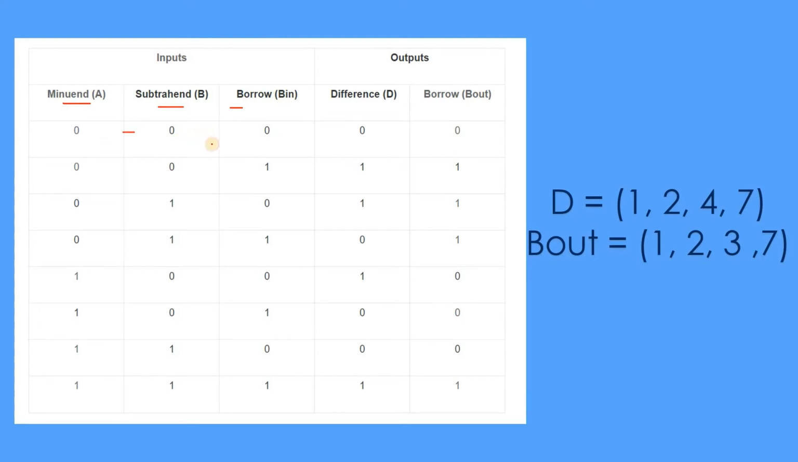So 0 minus 0 is 0 and 0 minus 0 is 0. So difference is 0, borrow is 0. Now 0 minus 0 is 0 again, and 0 minus 1, now see. For 0 minus 1 you'll have to take a borrow, so that's why borrow is 1, and 0 minus 1 is going to be 1, that's why difference is 1.